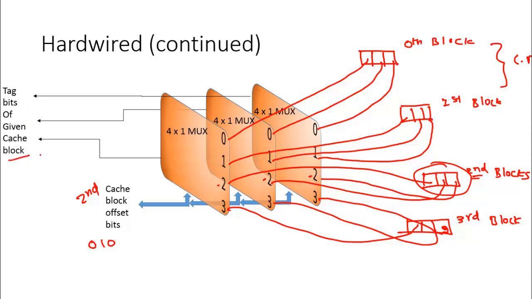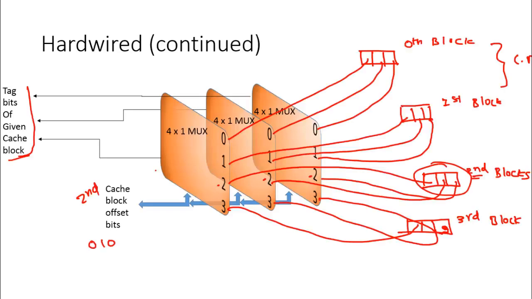The tag bits of the given cache block, that means which block is stored in that particular cache memory block, and the tag bits of that particular block will be the output of this Xbox. That means the tag bits that were stored in that register will be the outputs of the Xbox, and that's how the Xbox is constructed with the help of multiplexers. So that was the hardware design.